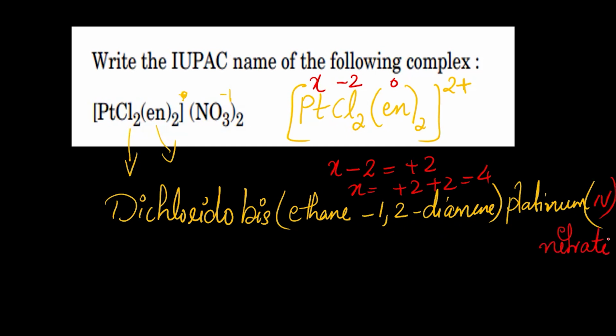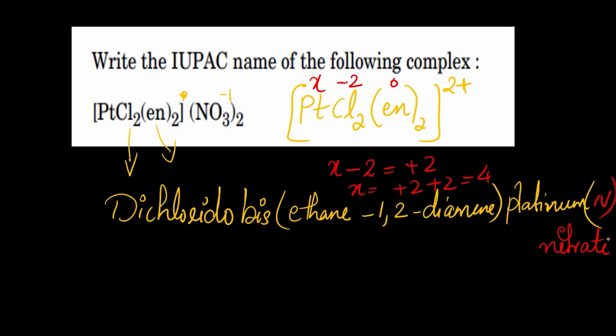First, what you have to do? You have to identify the types of ligands, and ligands are written in alphabetical order. If the same ligand is present more than once, you have to use di, tri, tetra, etc. And in the case of en, ethane-1,2-diamine, if there is more than one en, you have to use bis, tris, etc. Then after writing the metal name, you have to put in brackets in Roman numerals the oxidation state of the metal in the complex.